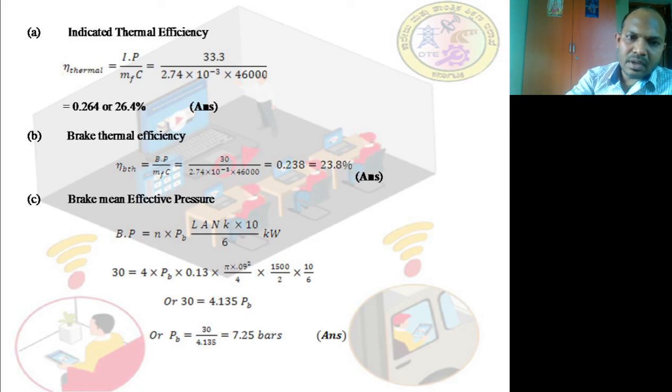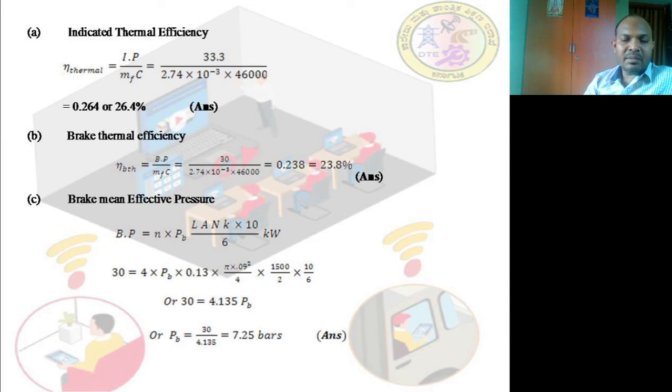And the last one, which he has asked us to find out, is the brake mean effective pressure. The BP is equal to PBM into L into A into N into K, divided by 10 divided by 6, which will give kilowatts. Now here, my dear friends, the BP is given in the problem itself, which is nothing but 30 kilowatts. Then n is the number of cylinders, and PBM is what we have to find out, and L is the stroke length in meters, which is 0.13 meters.